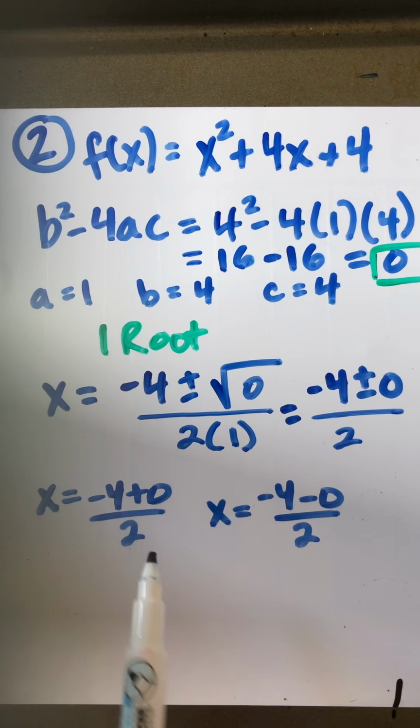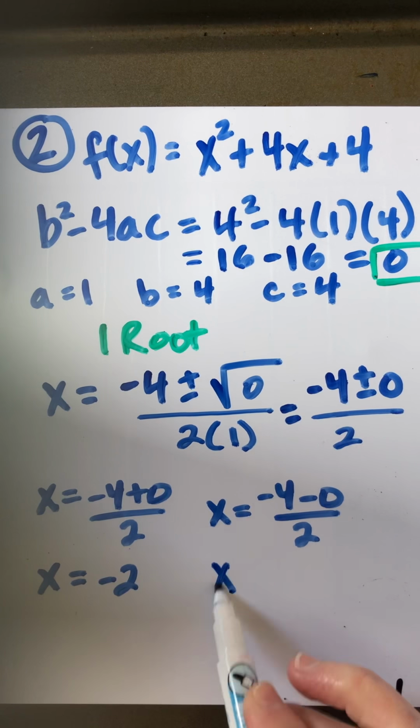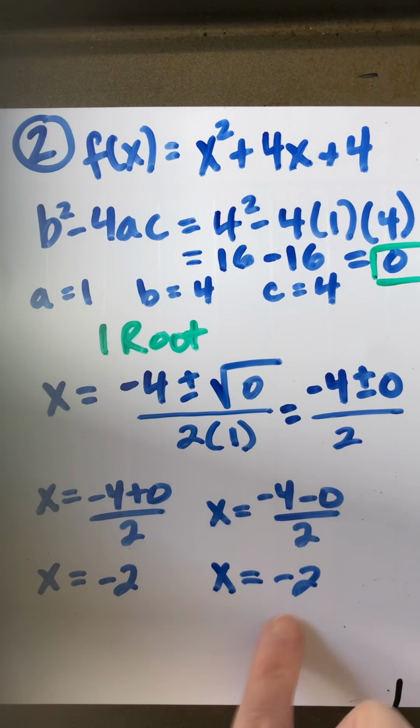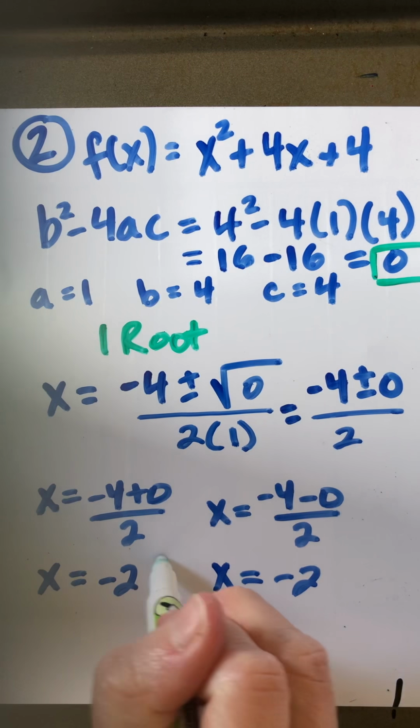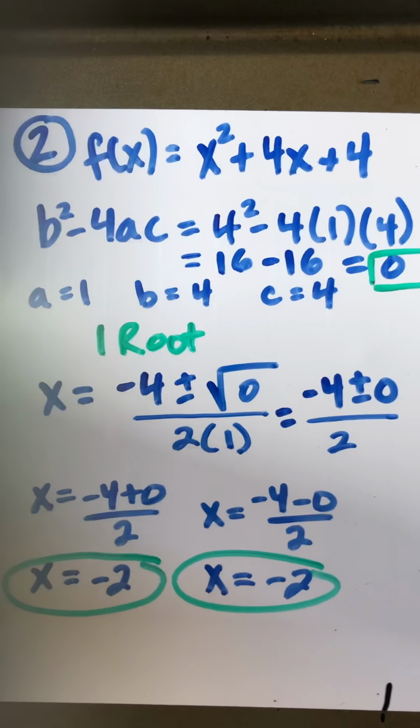So I have negative 4 divided by 2 gives me negative 2, and negative 4 divided by 2 gives me negative 2. These are not different roots. This is just telling us that I would expect the graph of this parabola to cross the x-axis at x equals negative 2. So now let's take a second and look at this graph in Desmos and confirm how awesome and amazing we are. Let's take a second and look.